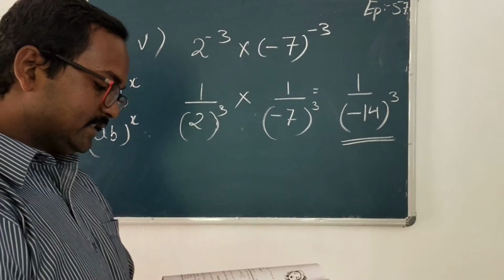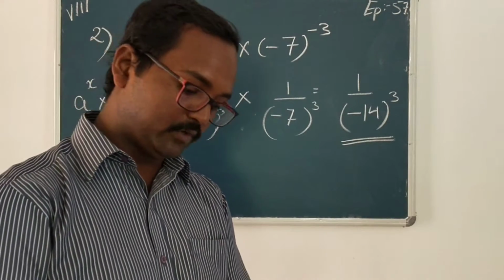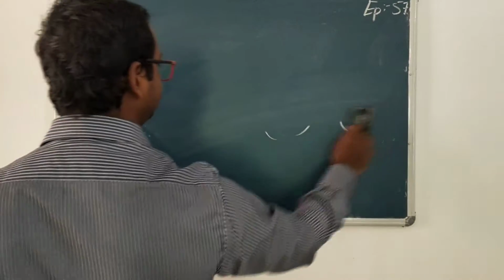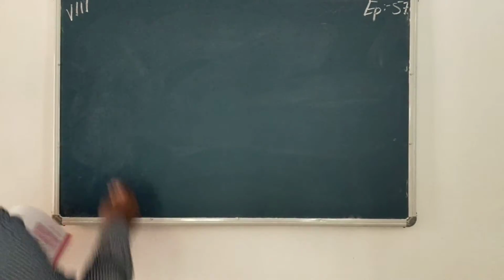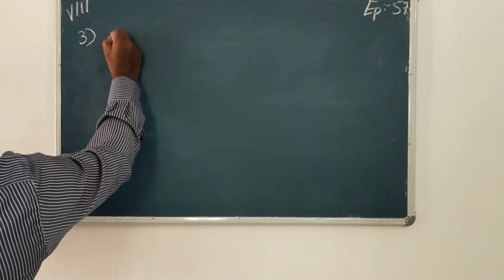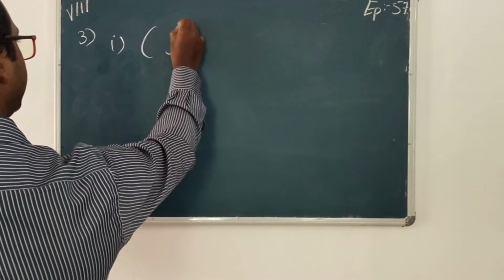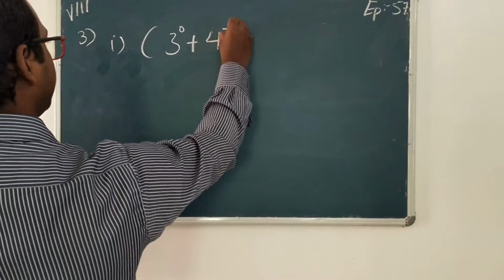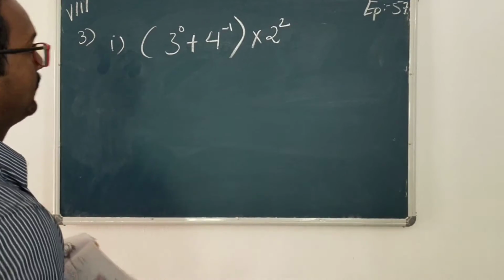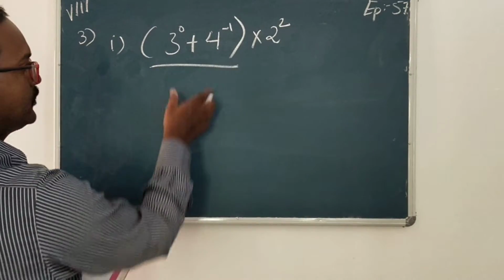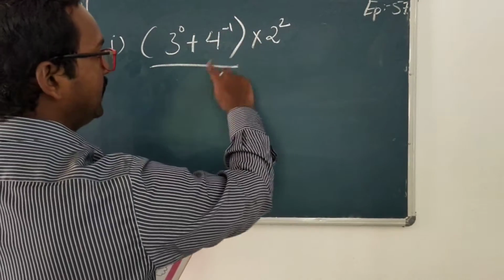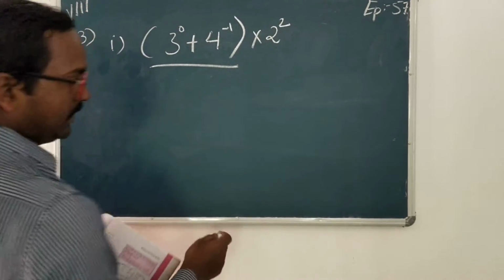Okay. So now let's move on to exercise 12.1, question number 3. Find the value of. Let me do the first one first. 3 power 0 plus 4 power minus 1, into 2 power 2. So in this question, we have to solve the values which are in the bracket first, and then multiply whatever result we get with 2 power 2. Okay, so let's start from here.